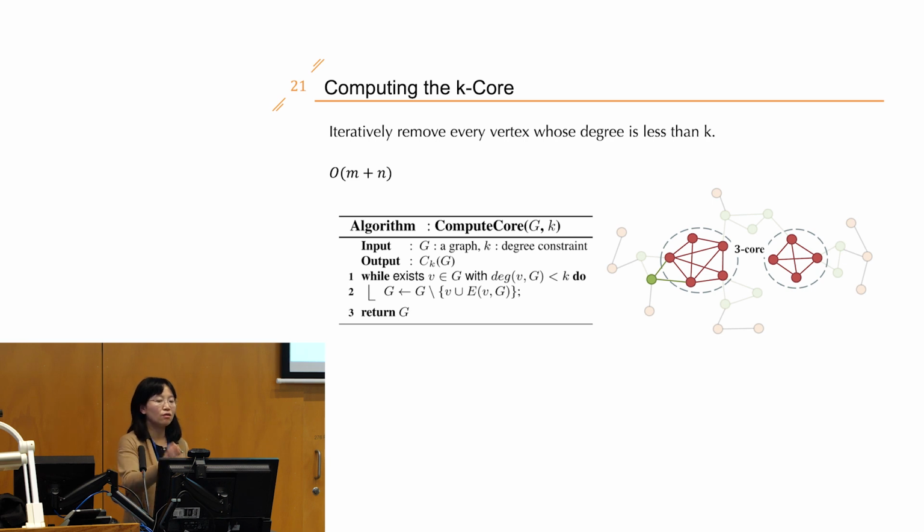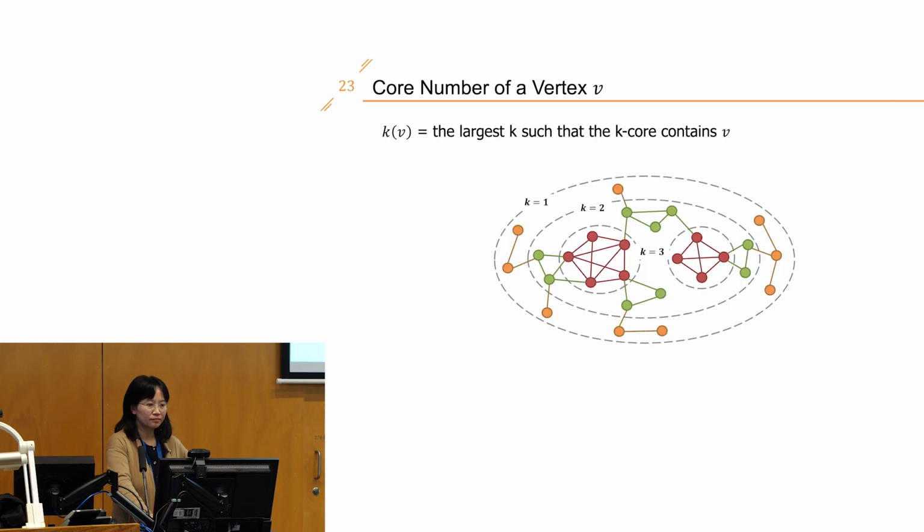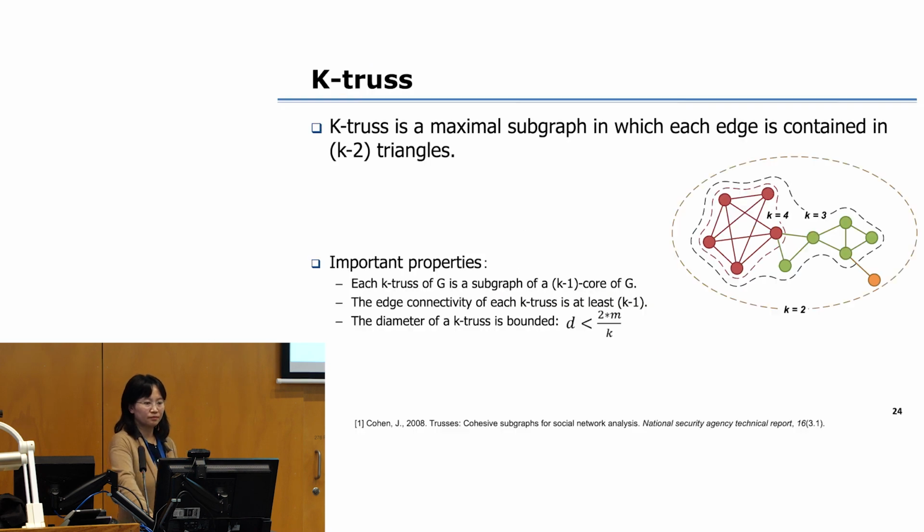For instance, we remove all the vertices with degree 1 and update the degree of their neighbors, and we continue this, remove the vertices of degree 2, and by the end we can get this 3-core. Very simple. Its complexity is linear to the size of the graph, because in this whole computation we touch the vertices and edges at most once, so its complexity is linear to the number of edges in the graph. So this is the first model, the K-core model.